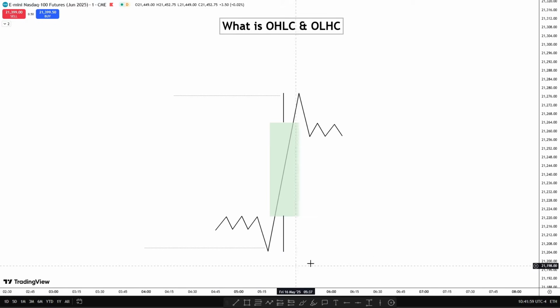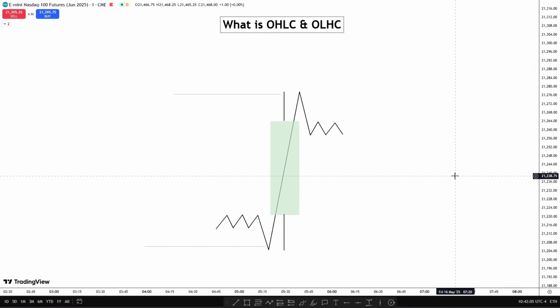Okay, so for today's video, I'm going to be going over open high low close and open low high close. This is exactly how I trade it every single day. I use this to get a good daily bias and to get into my trades with high conviction. So I'm just going to explain what this is right here.